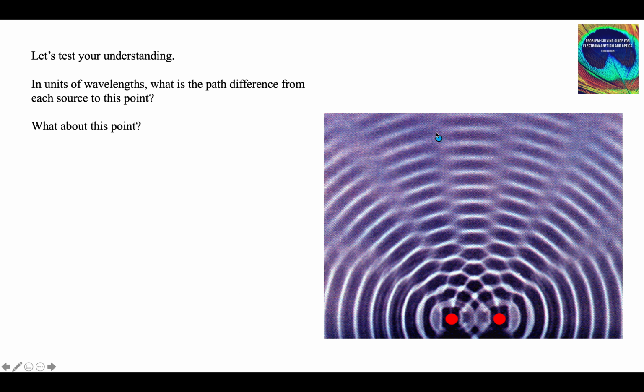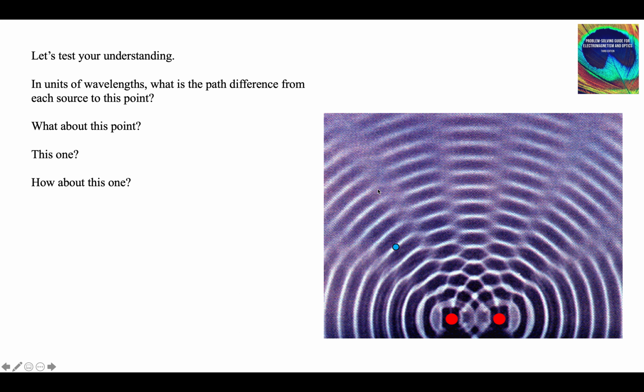What about this point over here? This is the first minimum. The first minimum from the central maximum has a path difference of half a wavelength. If I draw a line from here to the right and here to the left, the path difference would be half a wavelength. Here's another one, this one. That's the same order of interference. It's a half a wavelength difference. First minimum, the first minimum from the central maximum.